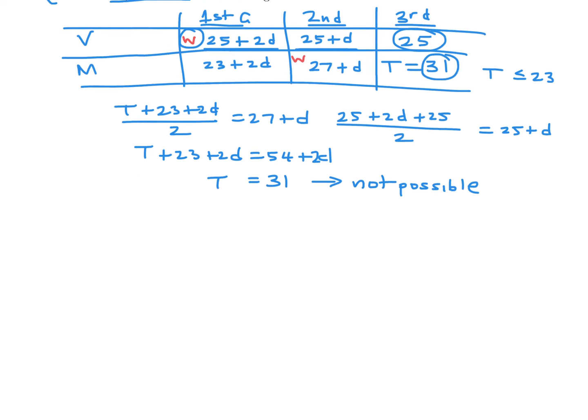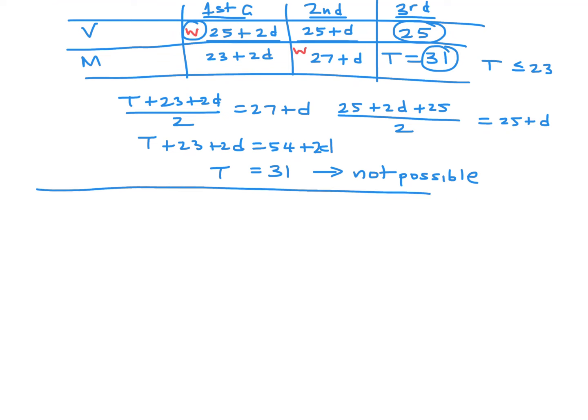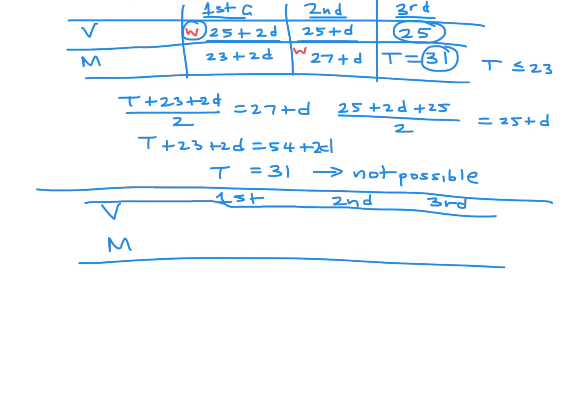So let's do this whole thing again. But this time, we make him win the second game. So we get the first game, second game, and third game. So the same story all over again. But we are now choosing the second game for him to win. So let's do that. So there you go. We'll put a W there. And then let's see what happens.